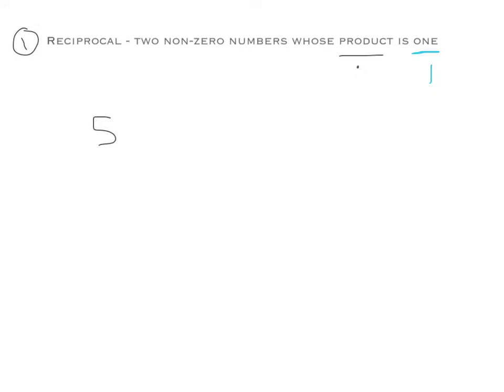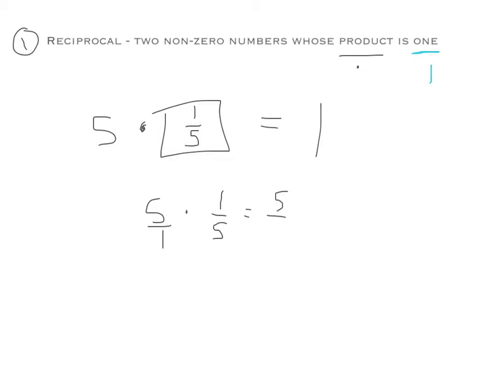What is its reciprocal? Well, 5 times what number would get you 1? The only thing that would be is 1/5. If we did 5 times 1/5, I'd have to make this 5 a 5 over 1, just so I can multiply fractions appropriately. 5 times 1 is 5, 1 times 5 is 5, and 5 divided by 5 is, of course, 1. And that proves that both 5 and 1/5 are reciprocals of each other.